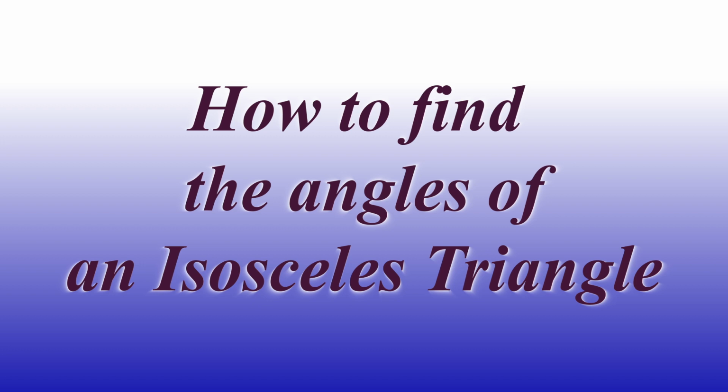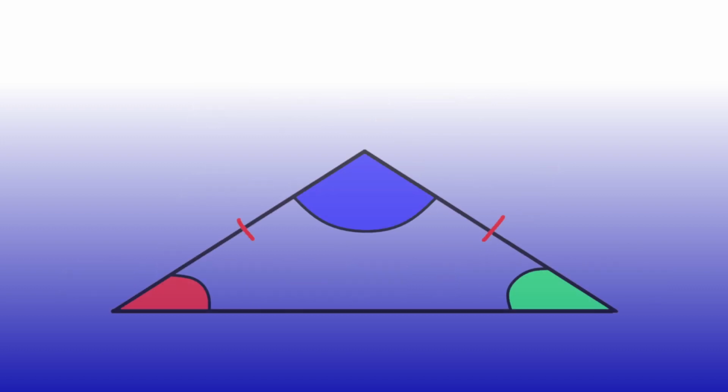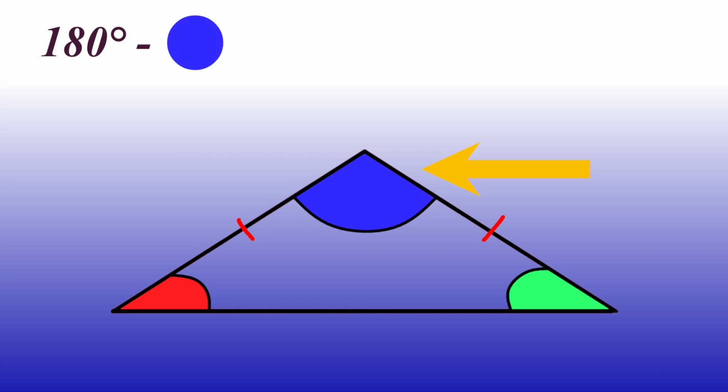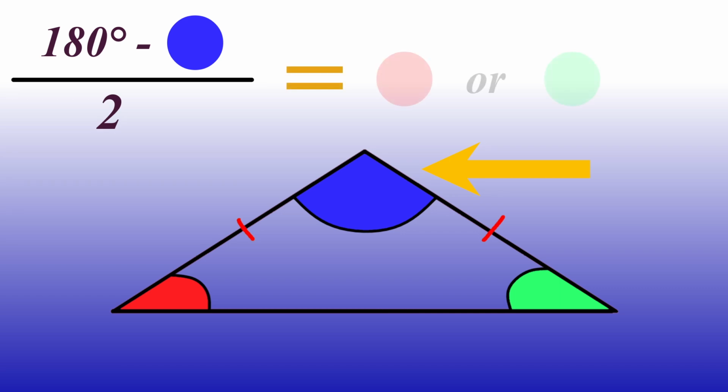You should have noticed there are two possible scenarios. Firstly, where the given angle is between the sides of equal length, in other words, between the two slashes. And secondly, where the given angle lies between sides of different lengths, in other words, not between the two slashes. If the given angle lies between the slashes, then simply subtract its value from 180 degrees and divide the result by 2, and that is the value of each of the other two angles.